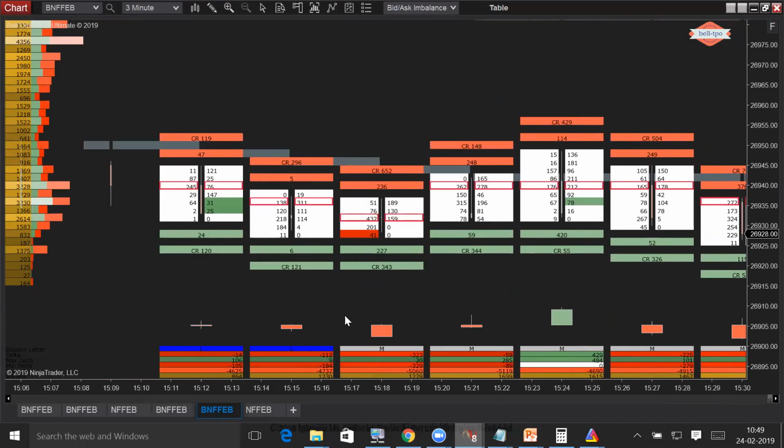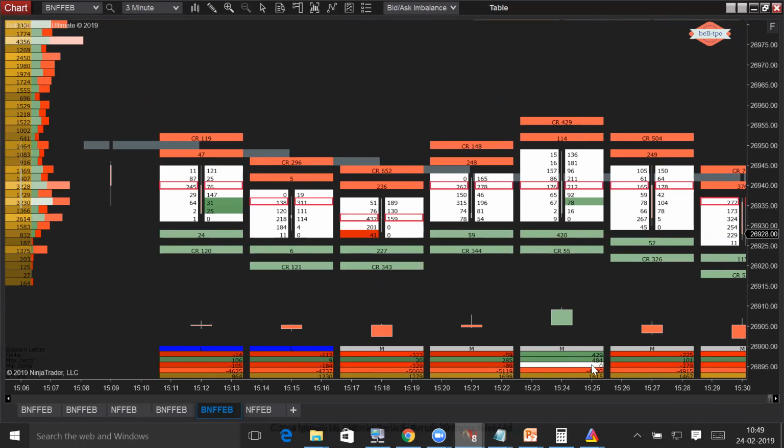So let's take one of these candles over here. And here, the delta value is 429. It's a positive candle, right? The delta is positive. That means the total number of positive value is 429.